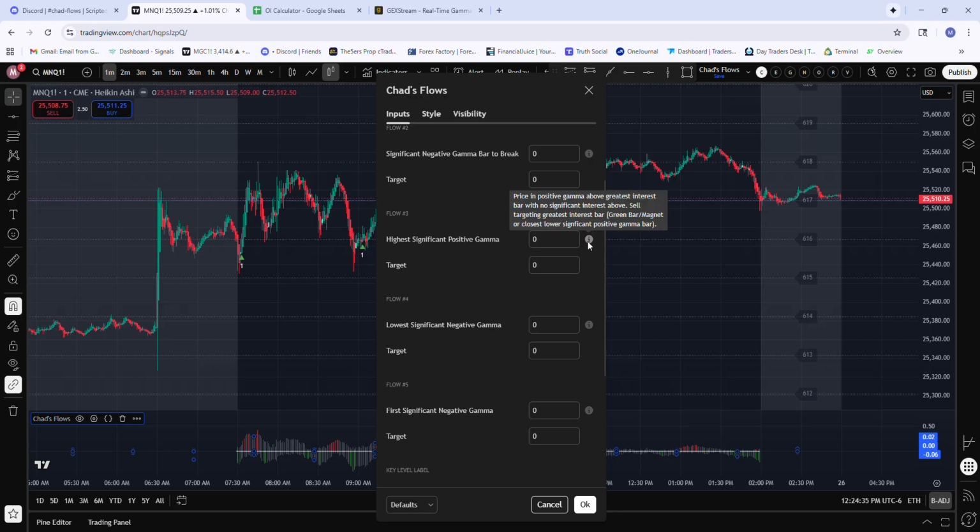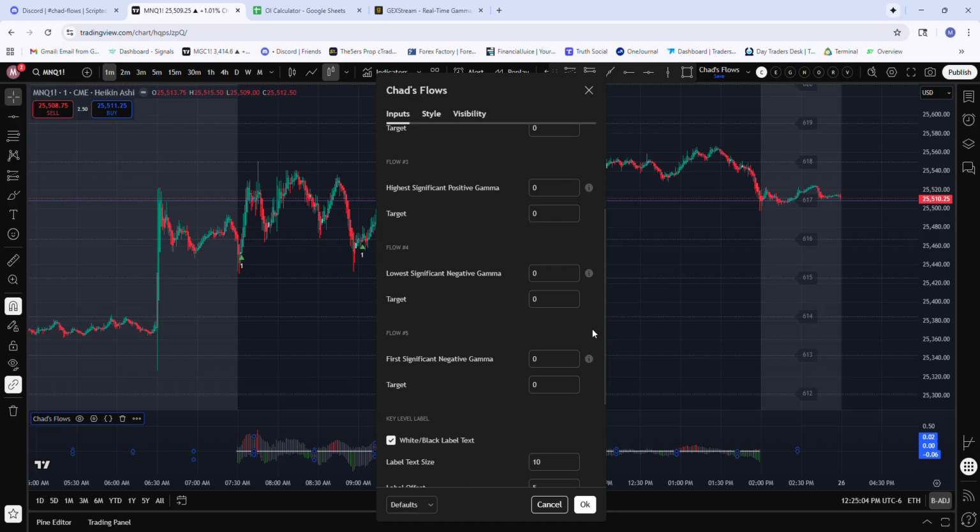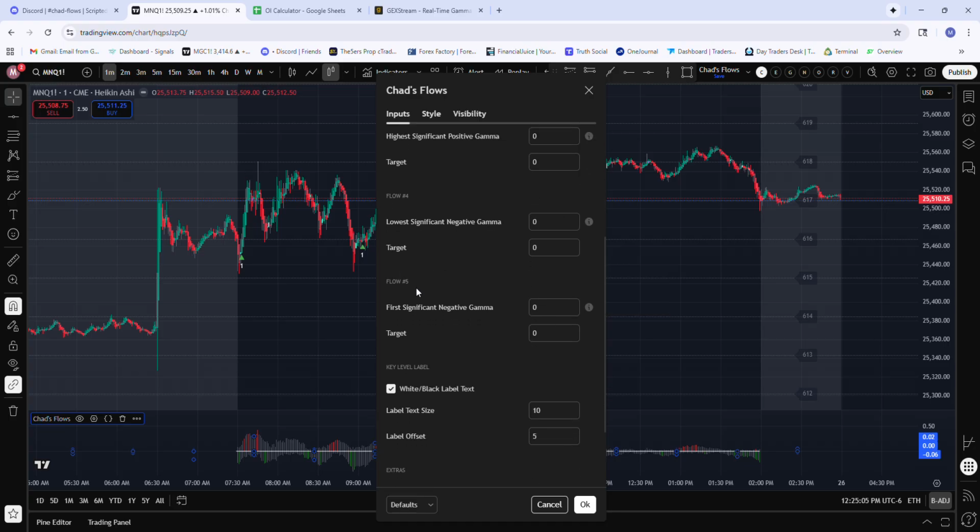So basically, you've gone past the biggest open interest bar, or the biggest gamma bar, and then price gets tired. There's no more buyers, and so you get a sell signal, and you take that back to that major bar of interest. Same with the flow number 4. You've gone past the biggest negative interest bar, and there's no more sellers, sellers get tired, you get a buy signal, you ride it back to that most important negative interest bar or negative gamma bar.